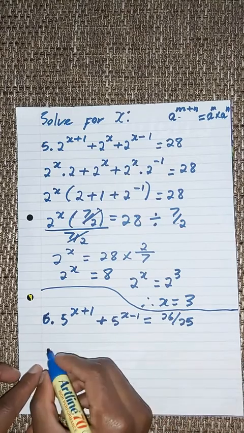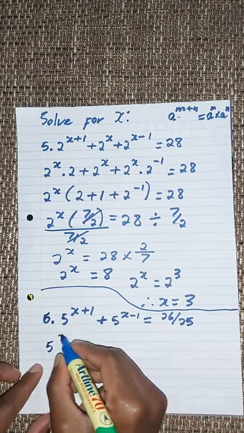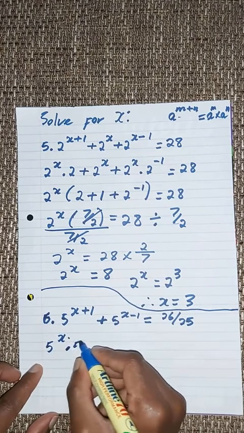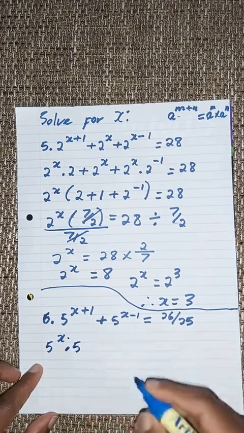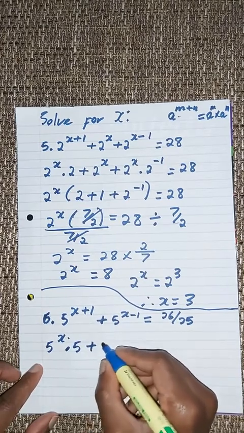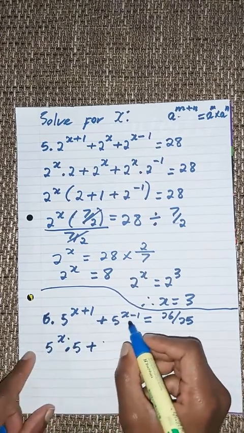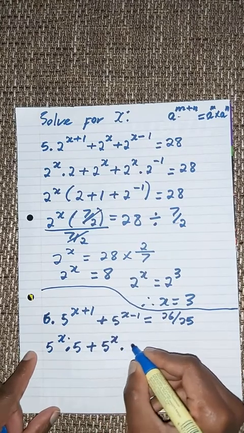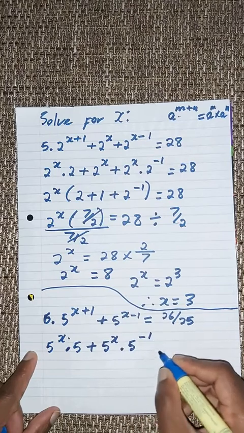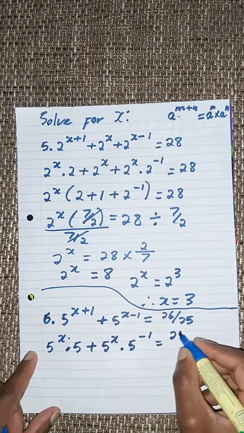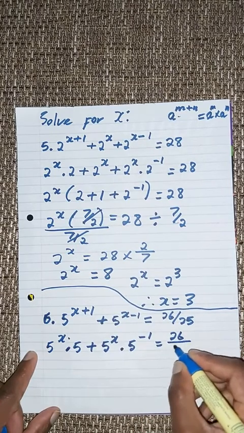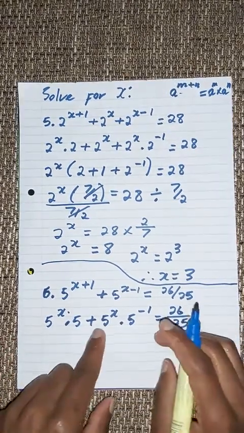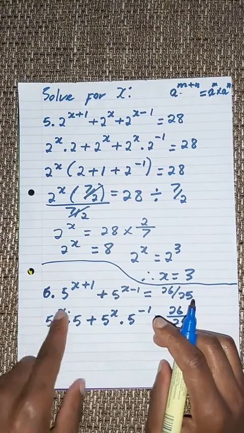Right. So I'll have 5 to the power of x multiplied by 5 to the power of 1, which is invisible, plus, same thing that I did here, I'm going to do on this side. So I'll have 5 to the power of x times 5 to the power of negative 1 is equal to 26 over 25, right? Then on the left hand side, I'm going to factor out 5 to the power of x, okay?